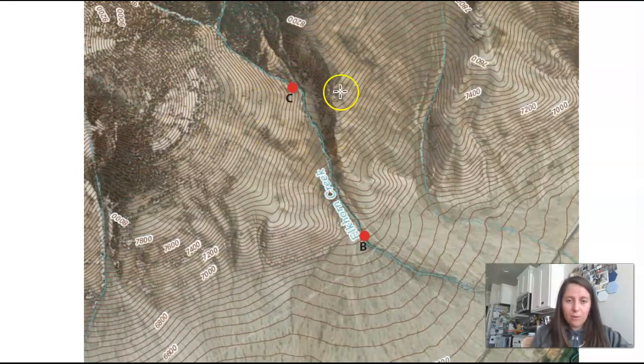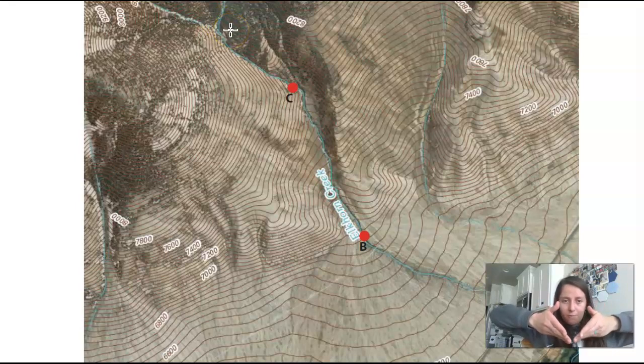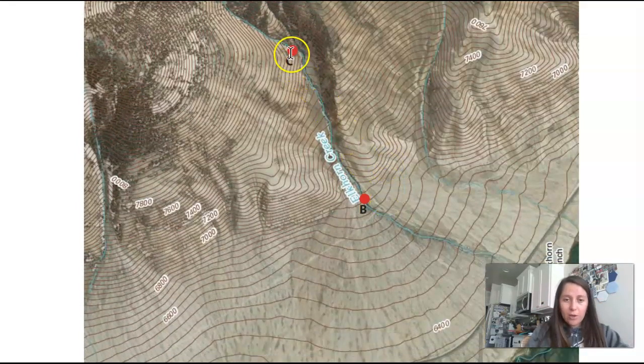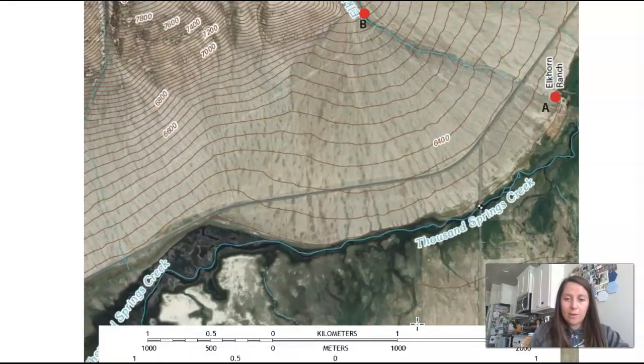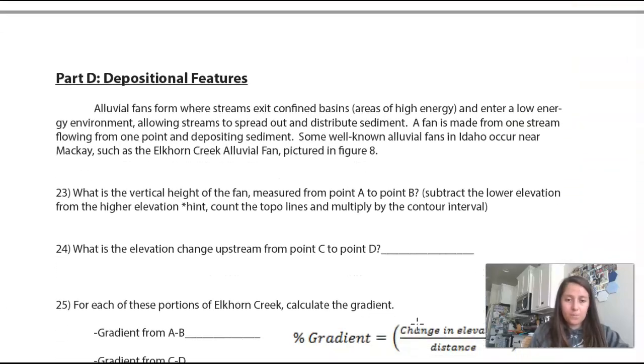This would be the area that is relatively confined, right? Topography is kind of confining that. And so it has high energy. Suddenly you enter the valley, which makes it an open, low energy environment, which allows for this water to drop all the sediment as soon as it encounters the open, low energy area right here. So that's why you have so many sediments piled on upon one another.